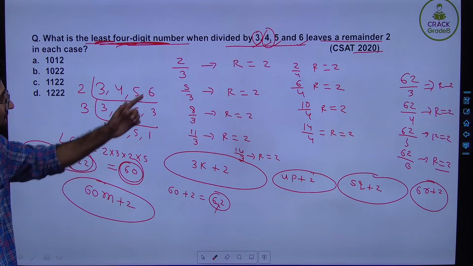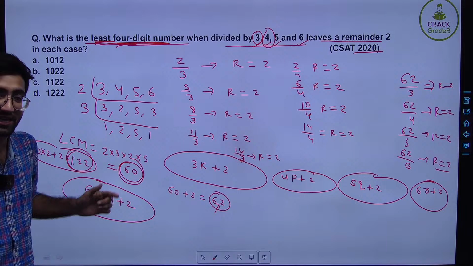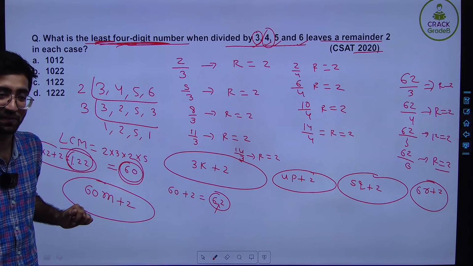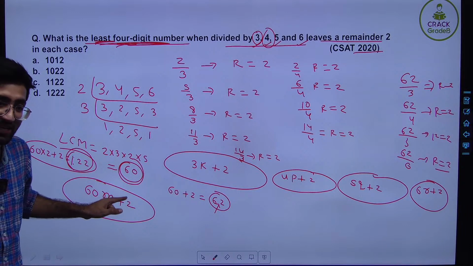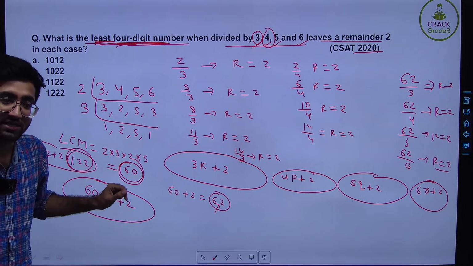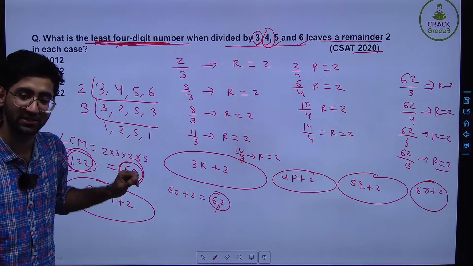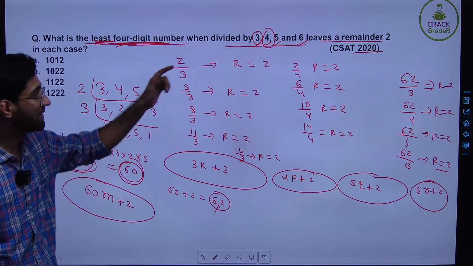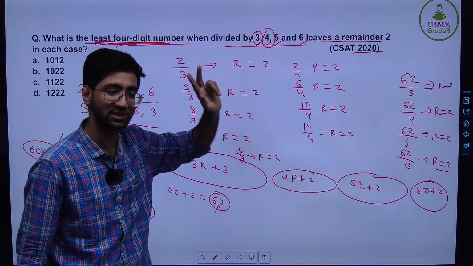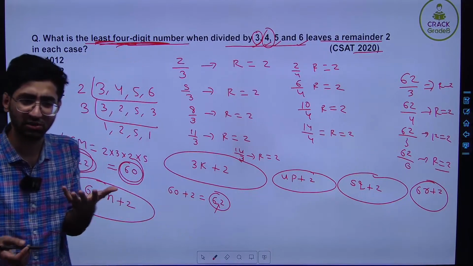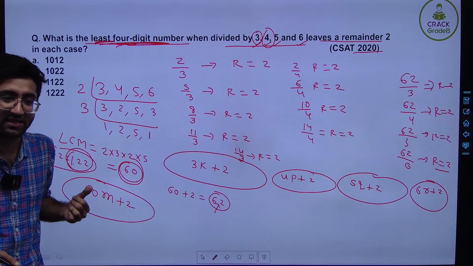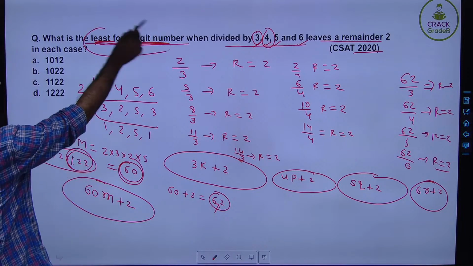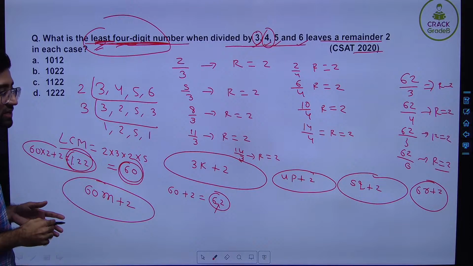Again, if you divide 122 by 3, 4, 5 and 6, you will find that the remainder is 2. If you put the value of m as 3, then you will get 60 into 3 plus 2. 60 into 3 will be equal to 180, plus 2 is 182. Again, if you divide 182 by these numbers, you will get remainder 2. But 182 is a 3-digit number, right? You have to find the 4-digit number, and you have to find the least 4-digit number, right?